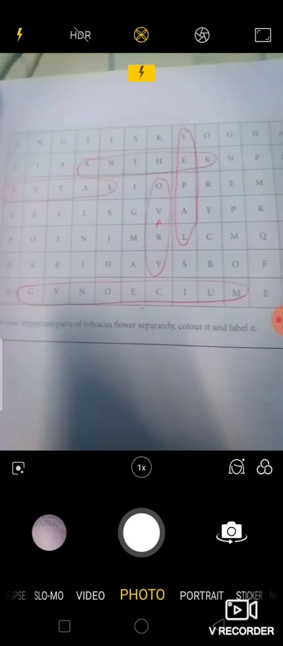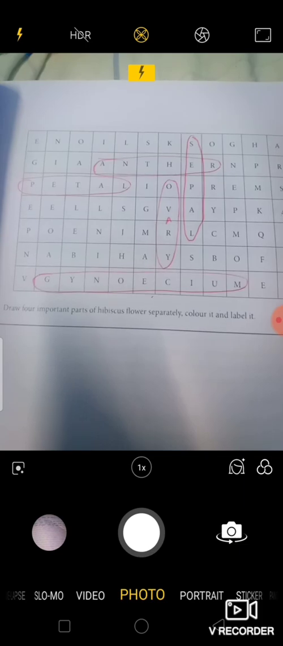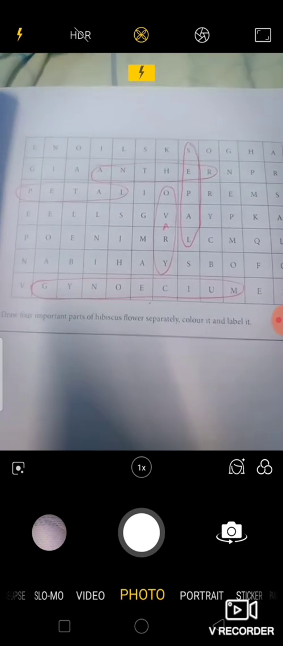So I have marked in the crossword also. So you can also mark in your Xerox.